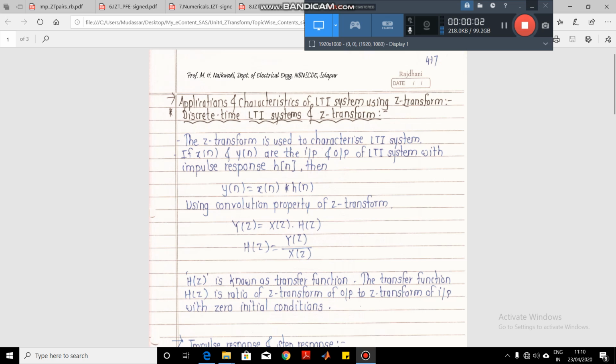Hello and welcome to this series of lectures on Z transform. We have seen the meaning of Z transform, how to solve the numericals on Z transform, what is the need of Z transform, how Z transform is an important tool for analysis of LTI systems. We have seen inverse Z transform.